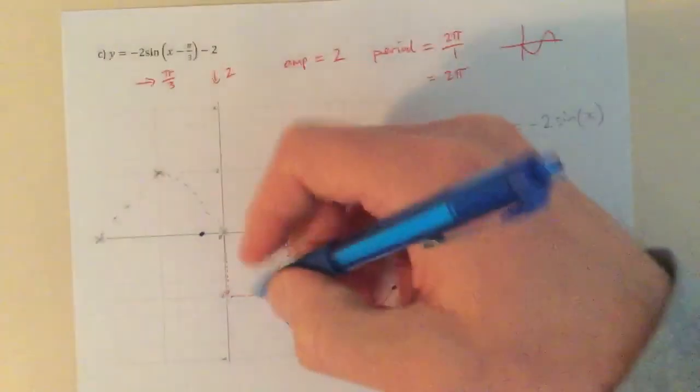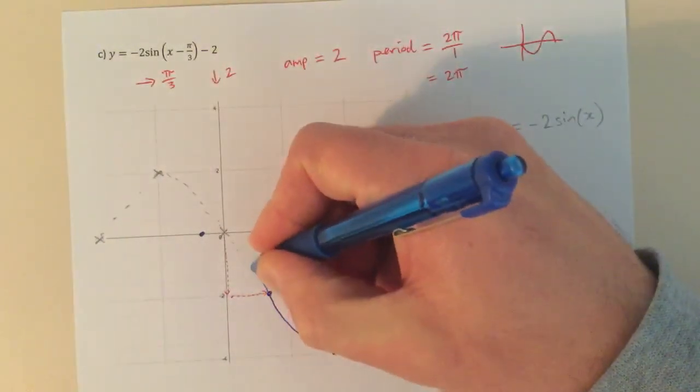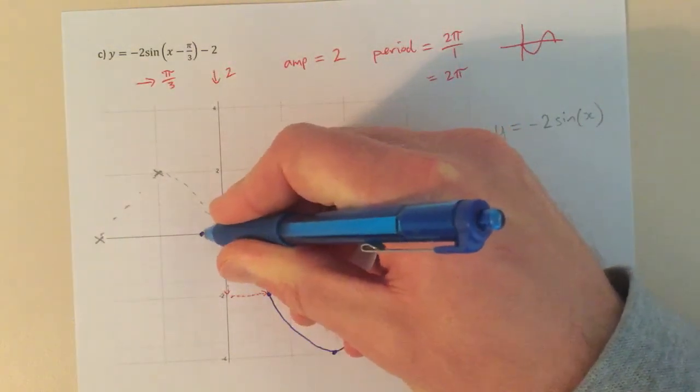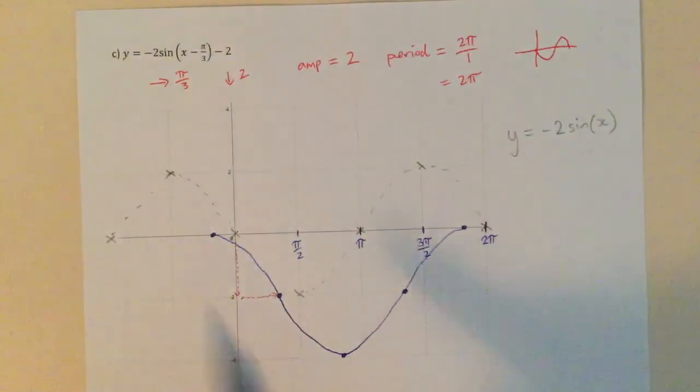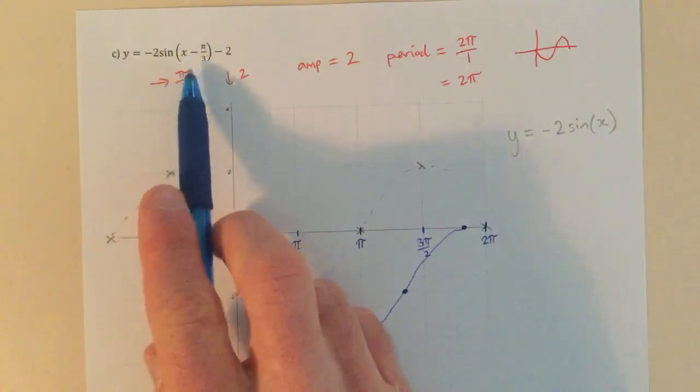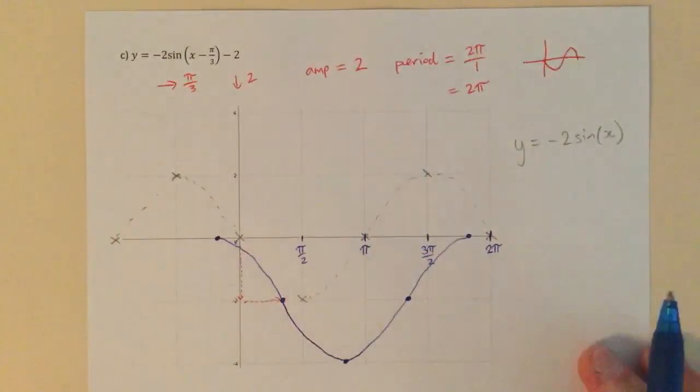And if I extend that up, there we go, we've got one full cycle of the graph of y equals -2 sine of x minus pi on 3, take away 2.